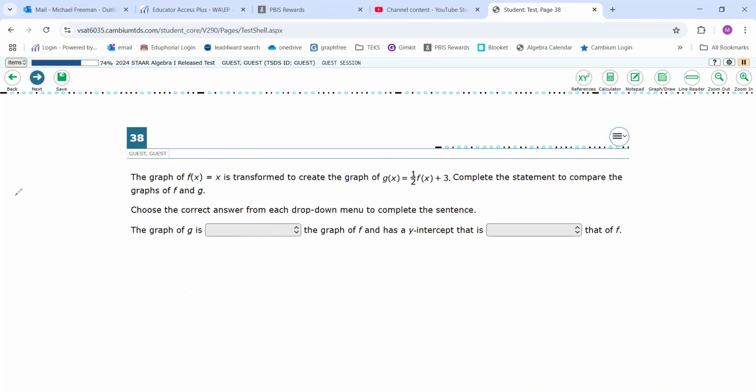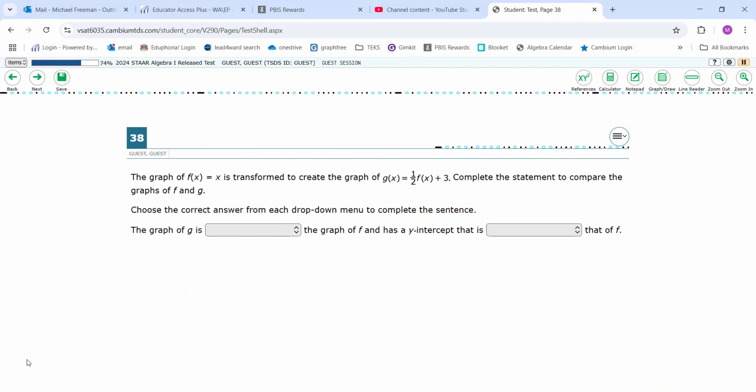The graph of f of x equals x is transformed to create the graph of g of x equals 1/2 f of x plus 3. Complete the statement to compare the graphs of f and g. Choose the correct answer from each drop-down menu to complete the sentence. So this is our transformation.